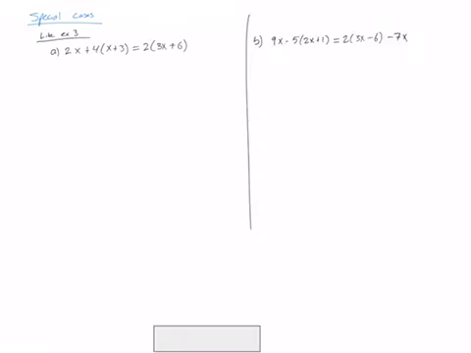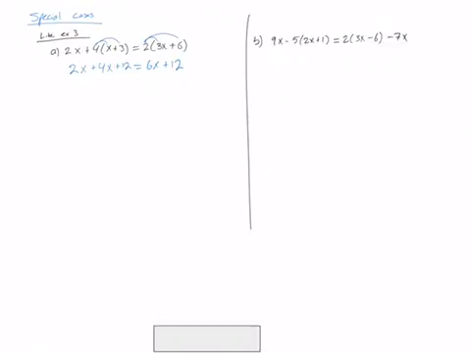So let's do that. Multiply this 4 in, so this 2x is going to stay the same. 4 times x is 4x. 4 times 3 is 12, so plus 12. That's equal to 2 times 3x is going to give me 6x. 2 times 6 is going to give me 12.